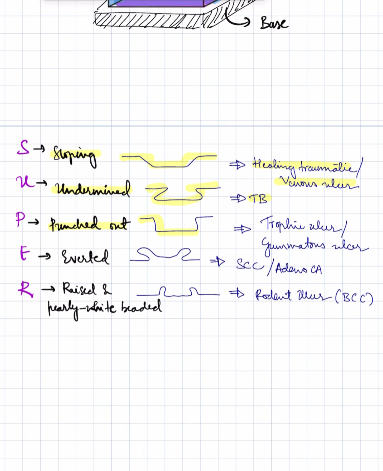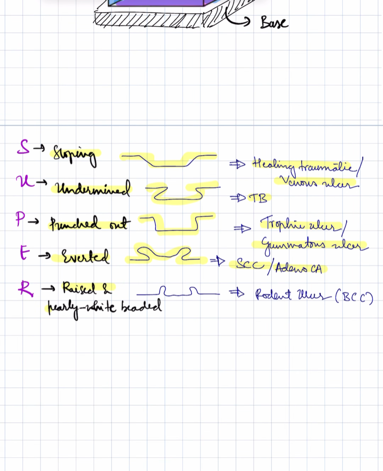Punched out edges, that is where the edge drops down at right angle from the skin, is a feature of trophic ulcers and syphilitic gummatous ulcers. And everted edges, as shown in the diagram, are a feature of malignant ulcers, so a squamous cell carcinoma or an ulcerated adenocarcinoma. Finally, raised and pearly white beaded edges are a feature of rodent ulcer or basal cell carcinoma.